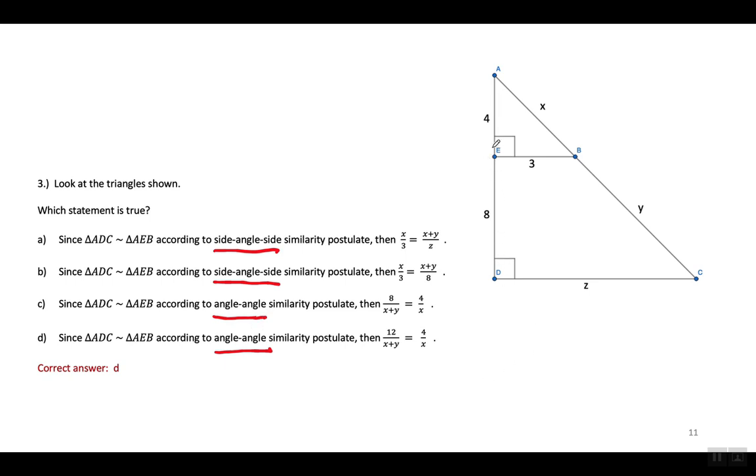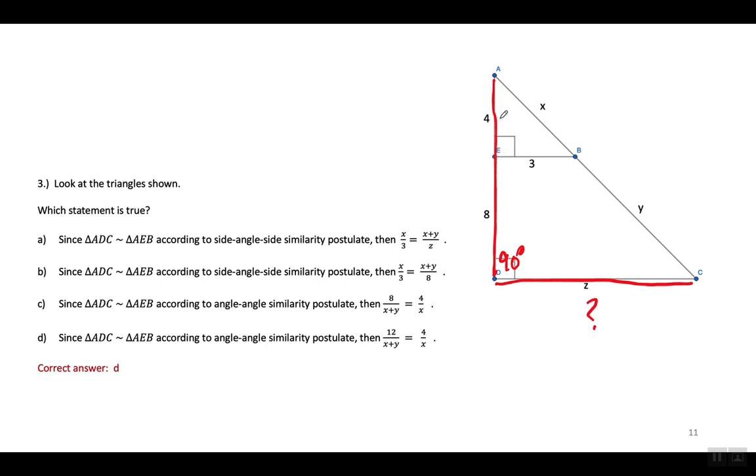Side angle side. In order for it to be side angle side, I would need to know a side, the included angle. So let's look at the top triangle. We have this side is 4, this side is 3, and the angle in between them is 90 degrees. All right, so that's side angle side. Let's compare it to the big triangle. In the big triangle, this side is 12 because 4 plus 8 is 12. This angle is 90 degrees, but I don't know what this side is. I don't have that information.